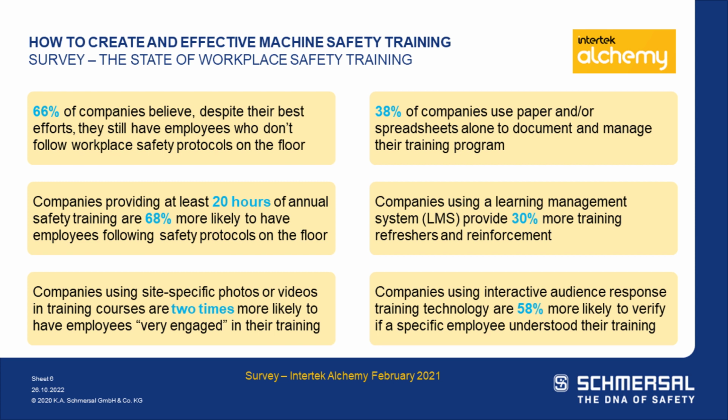So we dig a little deeper into the study, and I'm going to read these out, but they're pretty powerful in regards to the percentages. So 66% of companies believe that despite their best efforts, they still have employees who don't follow workplace safety protocols on the floor. That's a large number. Companies providing at least 20 hours of annual safety training are 68% more likely to have employees following safety protocols on the floor. Companies using site-specific photos or videos in training courses are 2 times more likely to have employees very engaged in their safety training. That's a huge number to just simply use your own photos.